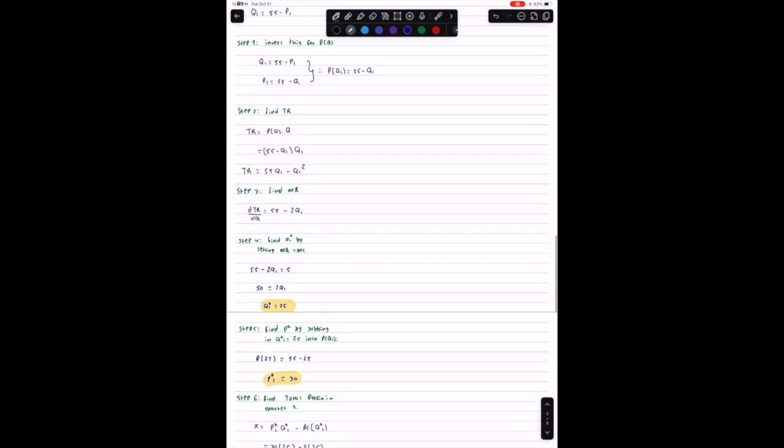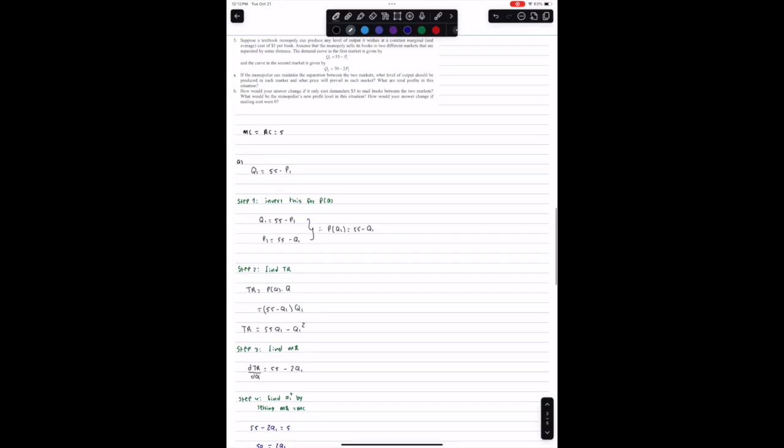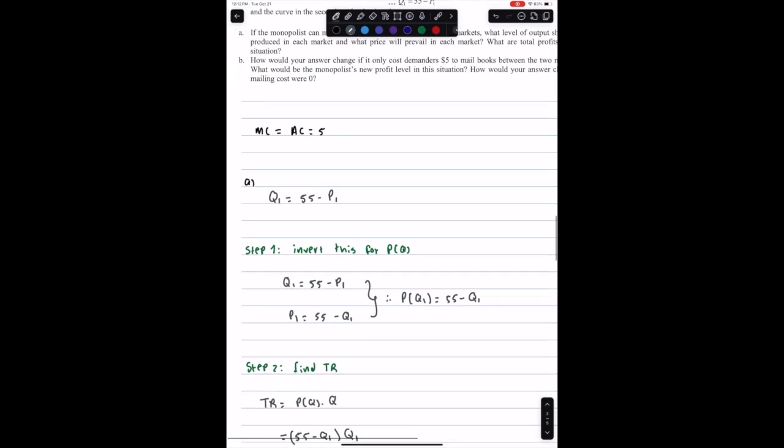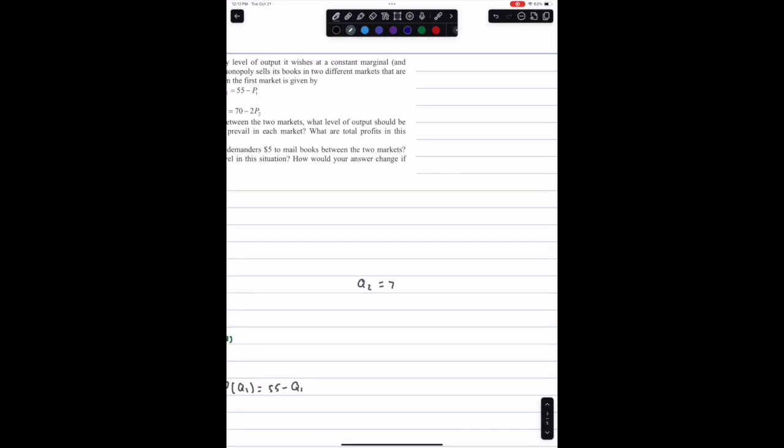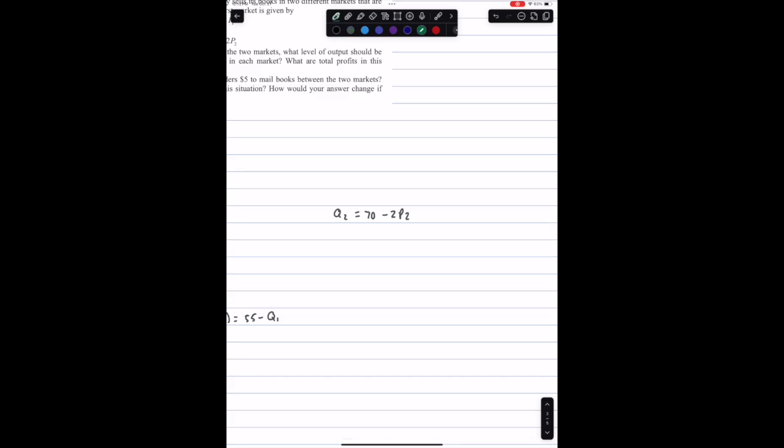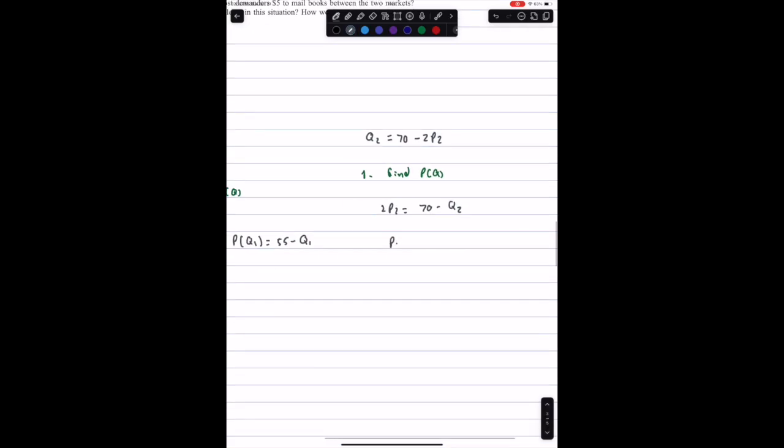Now, we have to do this for Q2 as well, and it's all the same steps. I'm going to go through it a little bit faster. Minus 2P2. So we know step 1 is find P of Q, right? Which we know is just going to be 2P2 is equal to 70 minus Q2. If we divide both sides by 2, P2 is equal to 35 minus Q2 over 2.